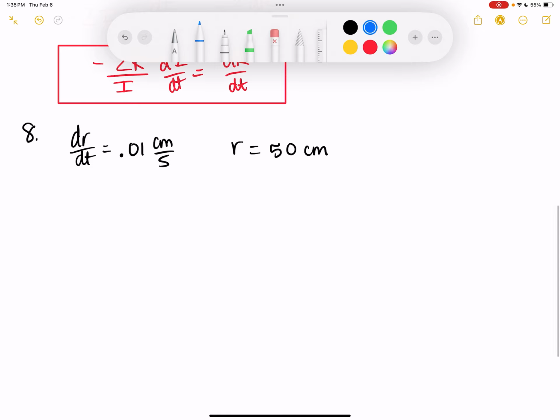So the area of a circle is what? Pi r squared. So we're just going straight into the formula.